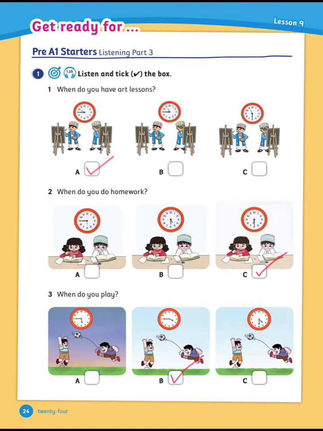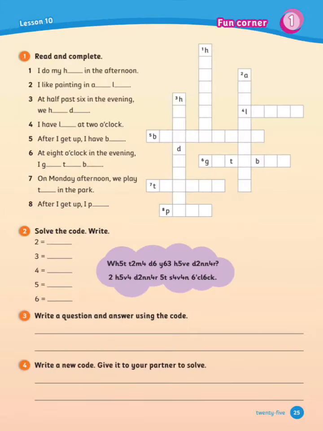Now, check your answers. Lesson 10. Fun Corner. Exercise number 1. Read and complete. Number 1. I do my homework in the afternoon. Number 2. I like painting and art lessons. Number 3. At 6:30 in the evening, we have dinner.